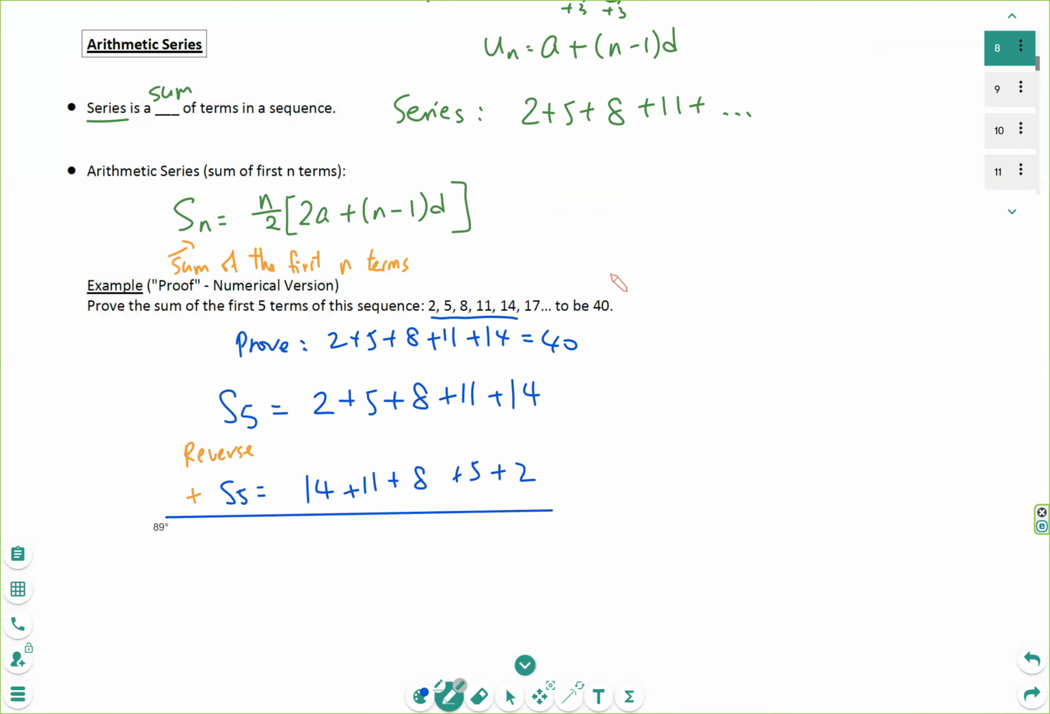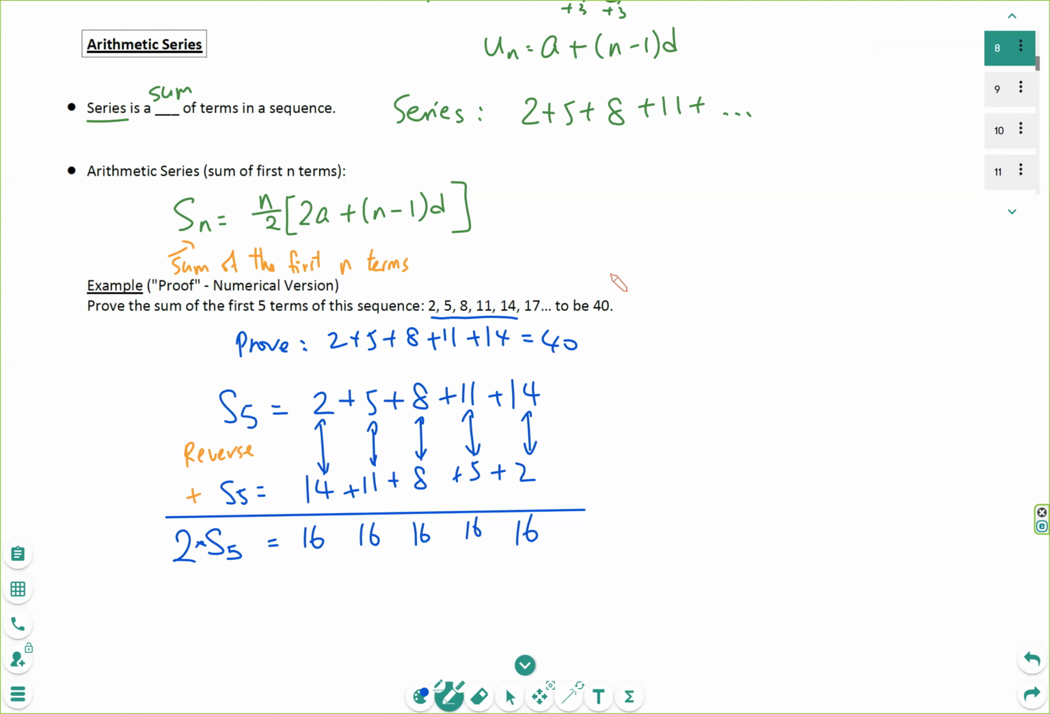If we add them up together, S5 plus S5, 2 lots of S5 equal. Now, if you do 2 plus 14, that's 16. 5 plus 11, that's 16. 8 plus 8, that's 16. 11 plus 5, that's 16. 14 plus 2, that's 16.